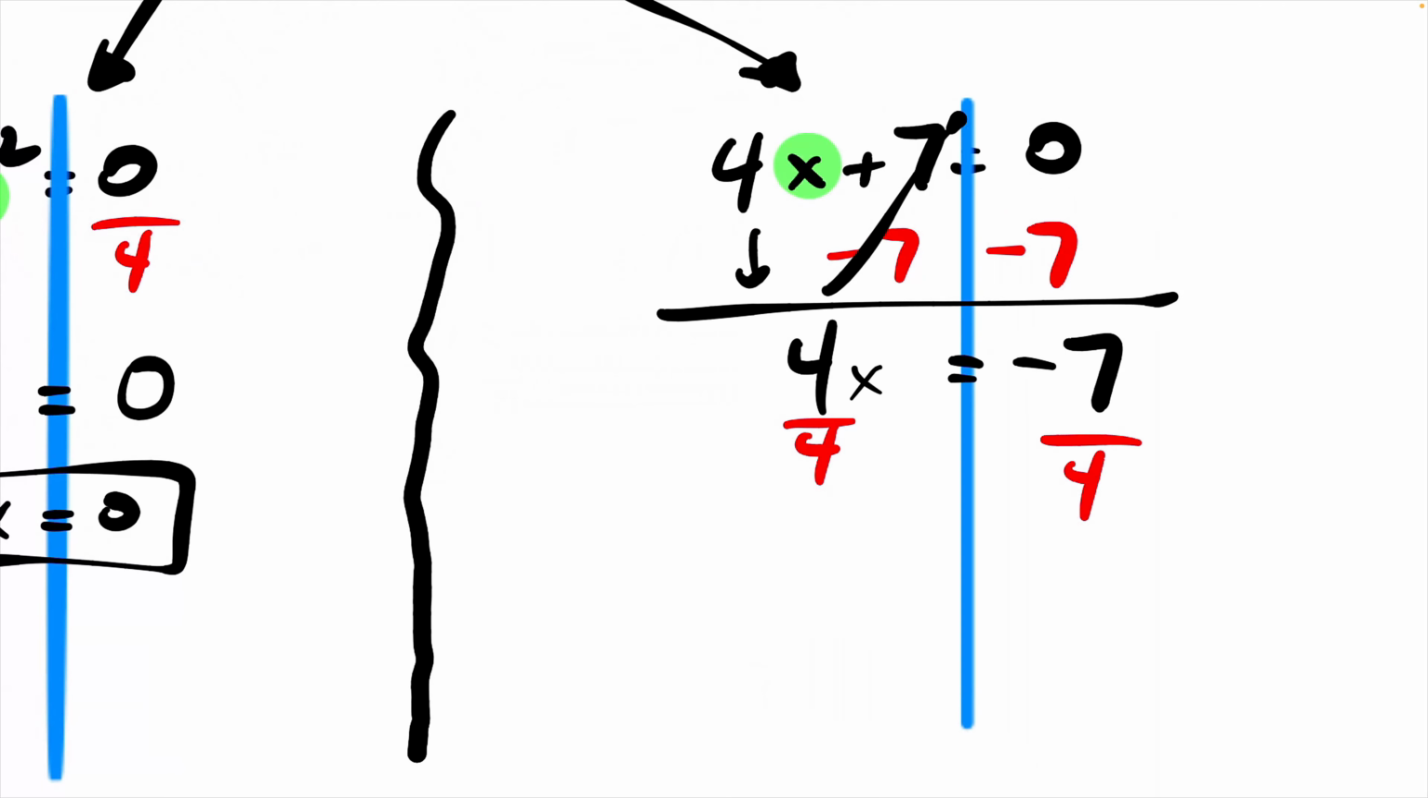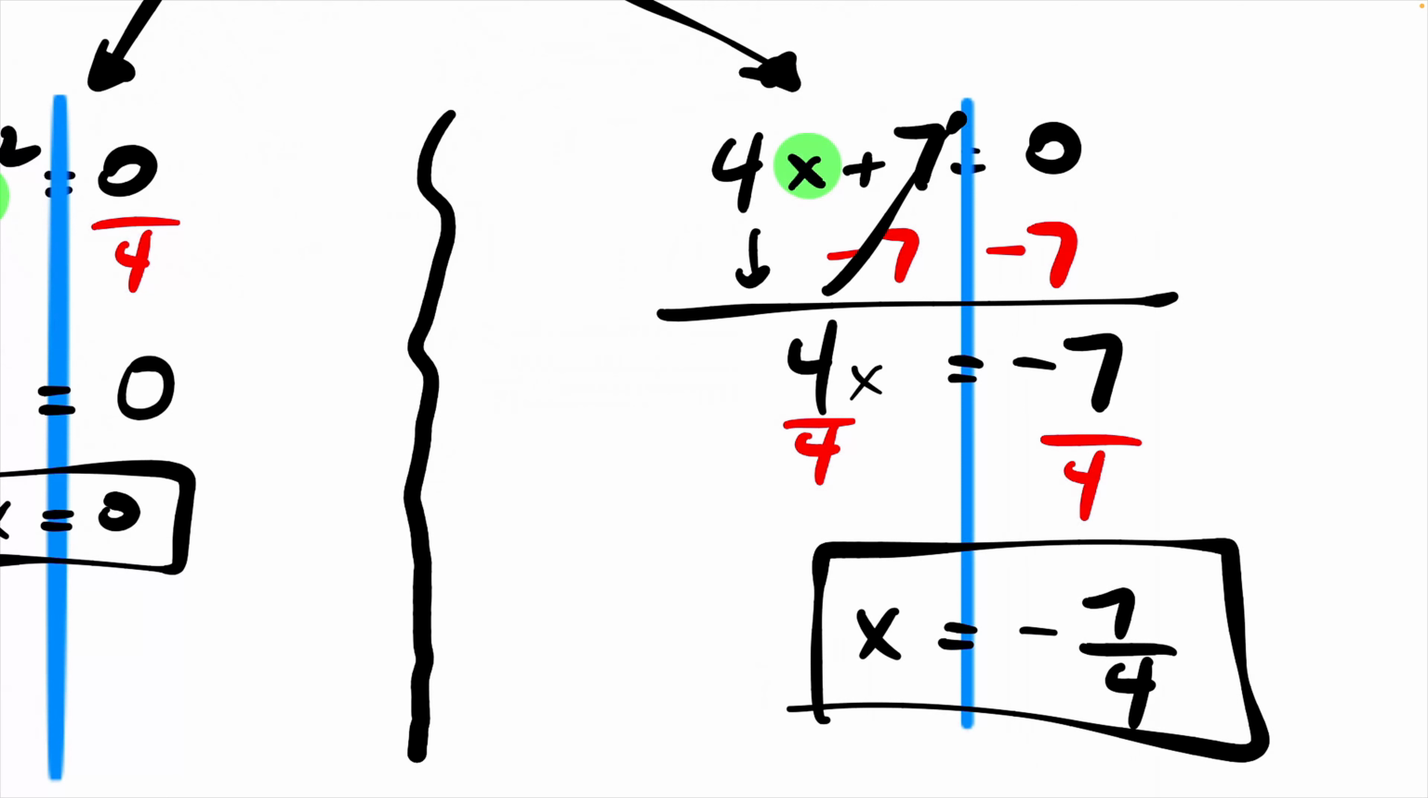Okay, so now does 4 go into negative 7 evenly? No. Don't change it to a decimal. Leave it as a fraction. Just reduce it. Reduce means make it smaller if you can. It doesn't mean change it to a decimal. Can I reduce negative 7 divided by 4? No. So just leave it like that. Negative 7 divided by 4. Unless they specifically tell you to change it to a decimal or round your answer, leave it as a fraction.